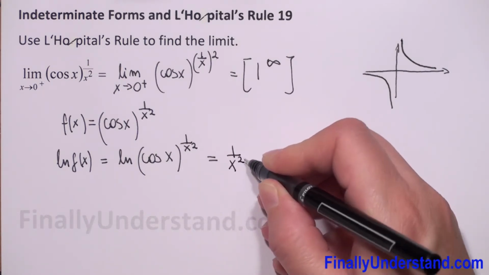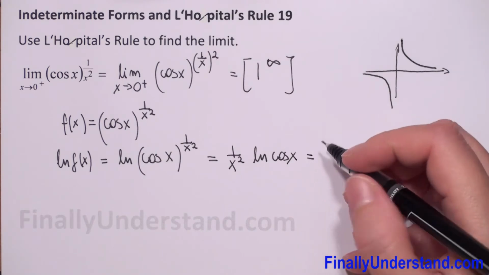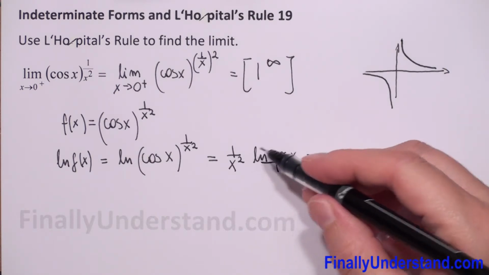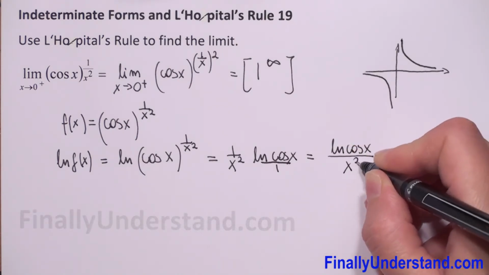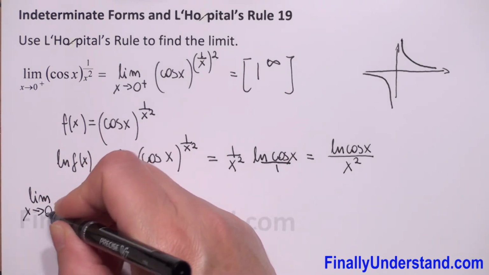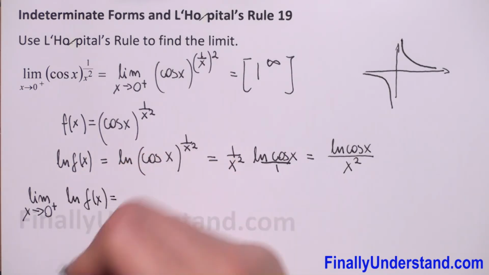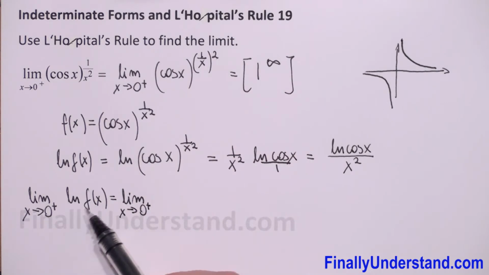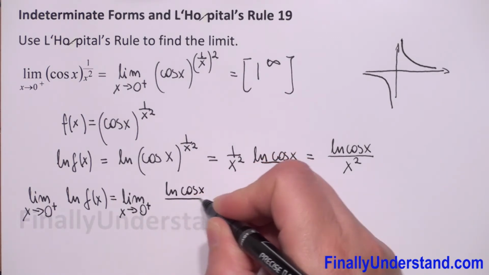We have 1 over x squared times natural log of cosine of x. This is equal, we can rewrite this, natural log of cosine of x over 1. So we have 1 times natural log of cosine of x is natural log of cosine of x over x squared. Now we will find limit as x approaches 0 from right of natural log of f of x. We have to copy limit as x approaches 0 from right, and natural log of f of x is equal natural log of cosine of x over x squared.